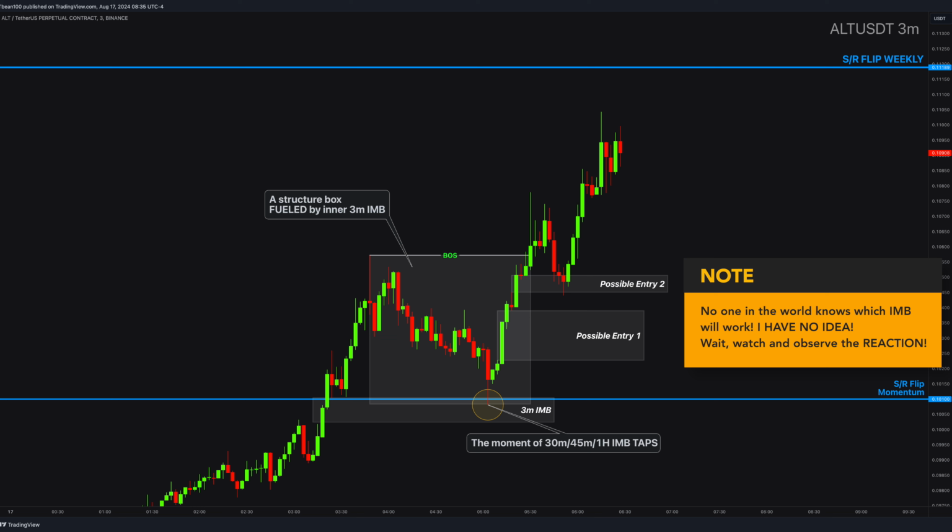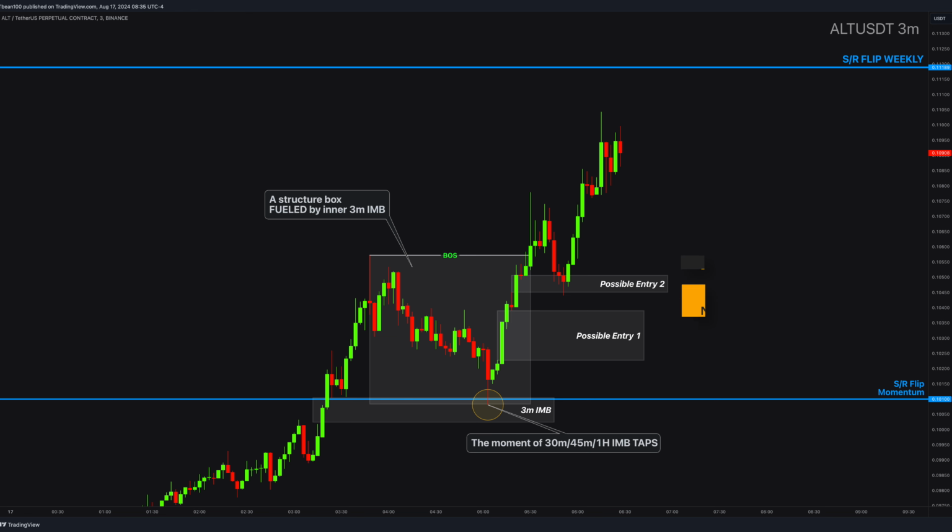I have no idea. No one in the world knows which imbalances will work or not. It is all about being patient, waiting, and watching the reaction. Notice what happens here. Price comes down here and makes another micro price switch. And then you make your micro rally entry.